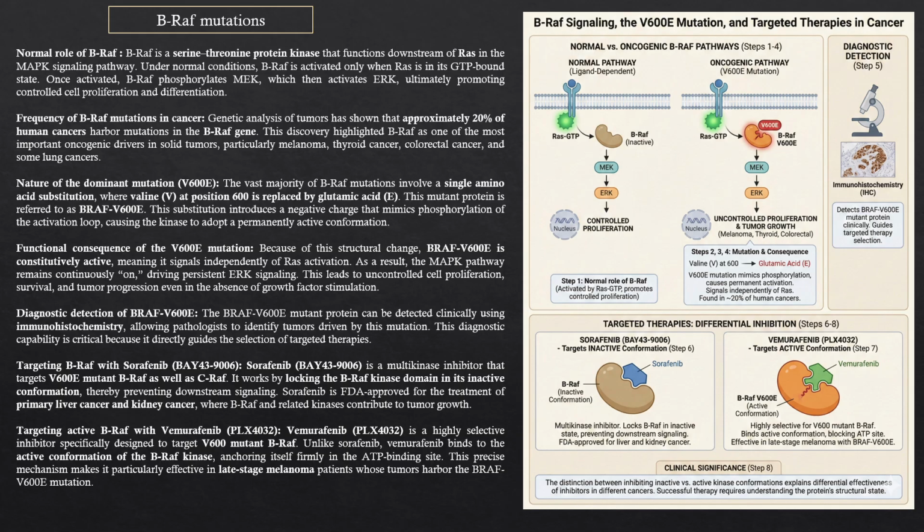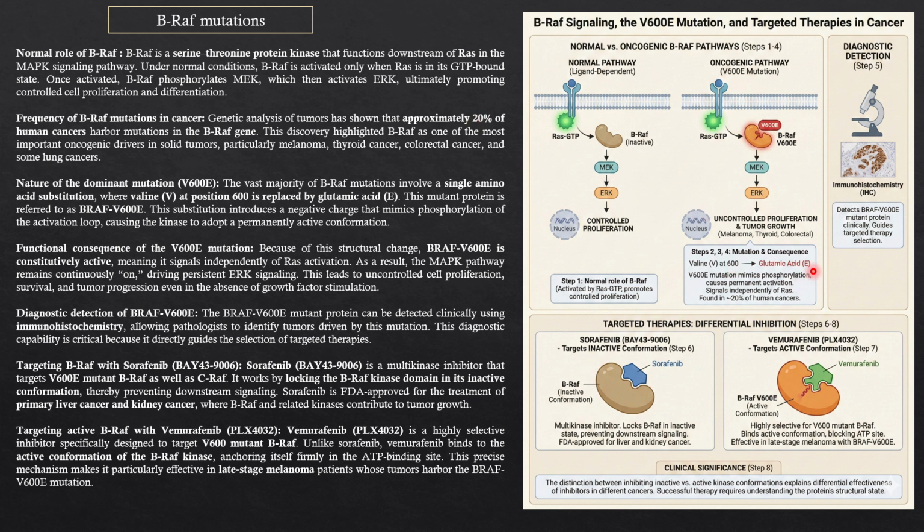In cancer, mutations are common in the BRAF gene, occurring in approximately 20% of human cancers. These mutations are especially significant in cancers such as melanoma, thyroid cancer, colorectal cancer, and some lung cancers, making BRAF one of the key oncogenic drivers in solid tumors. The most important mutation is the V600E mutation.